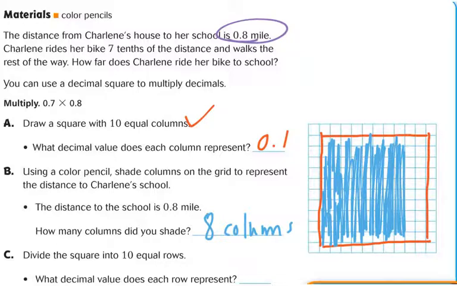Next, boys and girls, it says divide the square into 10 equal rows. So we can check. Do we have 10 rows? 1, 2, 3, 4, 5, 6, 7, 8, 9, 10? Yes, that's correct. We have 10 equal rows. It says, what is the decimal value that each row represents? Again, boys and girls, the decimal value that each row represents would be 1/10, which is good because we see that both of our decimals represent a tenth. So our first decimal we colored in blue, and we're going to use purple for our next decimal.